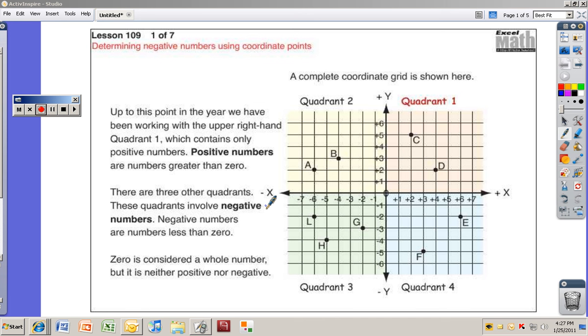All right, here we go with 6th grade Excel, lesson 109, determining negative numbers using coordinate points. We're going to be looking at a 4-quadrant graph where we use negative numbers when we're graphing. Hopefully you have pretty good command of positive numbers on a graph. Now we're going to go into the negative numbers.